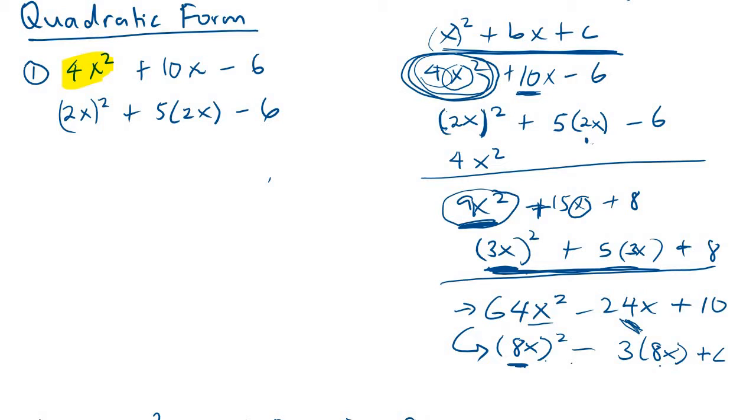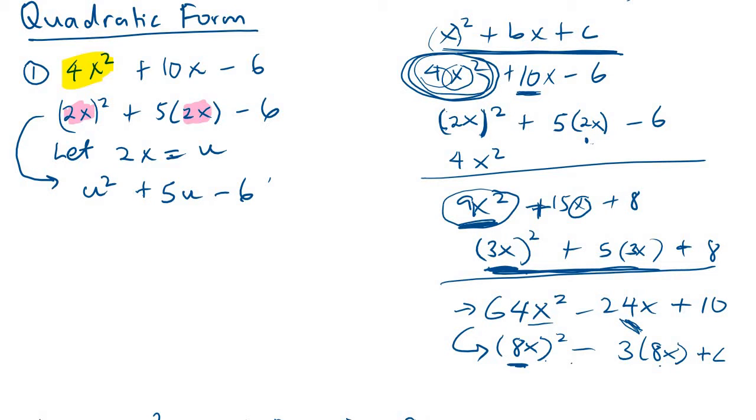The next step is to let whatever is in this parenthesis, this stuff over here and this stuff, be a letter, another variable. I like u because you're going to see u again later on in calculus. Okay, so we're going to let 2x be u. All right. So now we can rewrite this equation as u squared plus 5u minus 6.